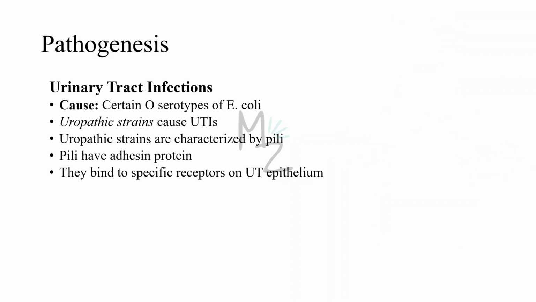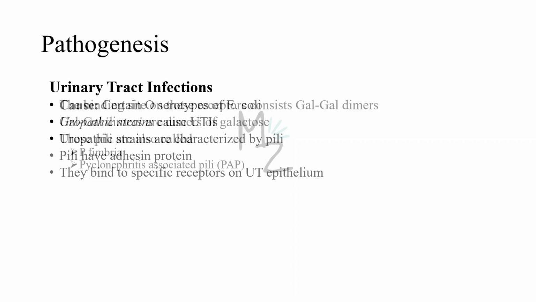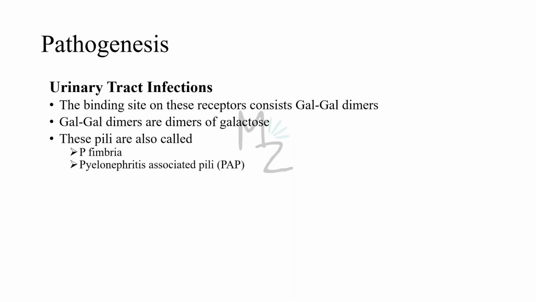The strains of E. coli that are responsible for causing UTIs are uropathic strains. The uropathic strains are characterized by pili, the structural component, if you remember, with adhesin proteins. They bind to specific receptors on urinary tract epithelium. The binding site on these receptors consists of dimers of galactose, gal-gal dimers. These pili that are causing the infection are also called P fimbria and pyelonephritis associated pili, PAP.